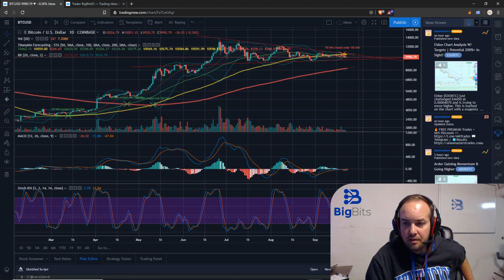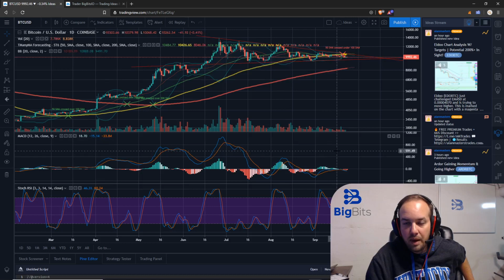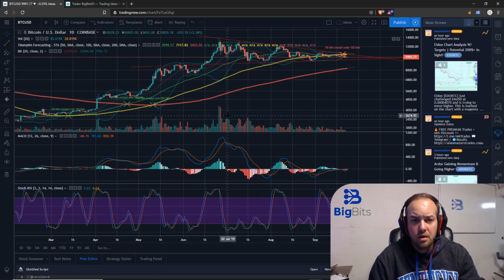If it does come down to the 200-day, I think it's going to keep the Stoch RSI oversold quite a bit if it stays down there and goes down to that 200-day average. It's going to give it plenty of room for some relief and to make a big move back up potentially. So that's where I'm at with Bitcoin right now.